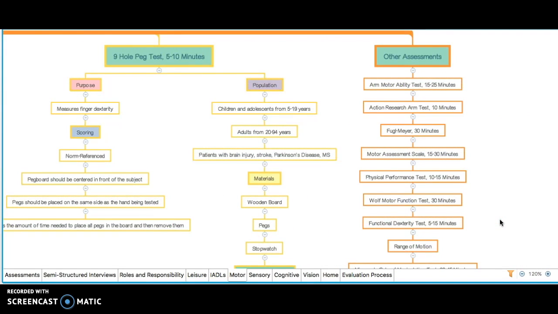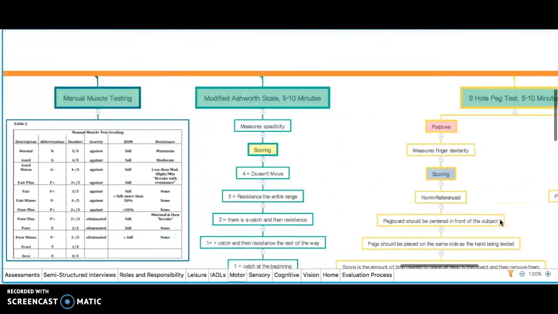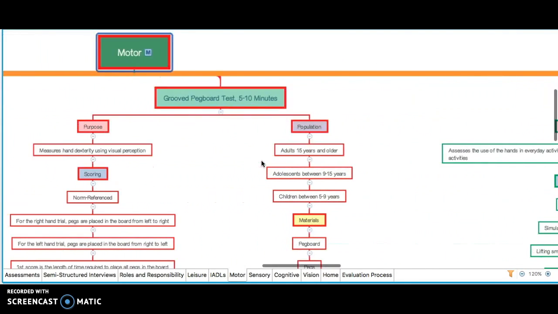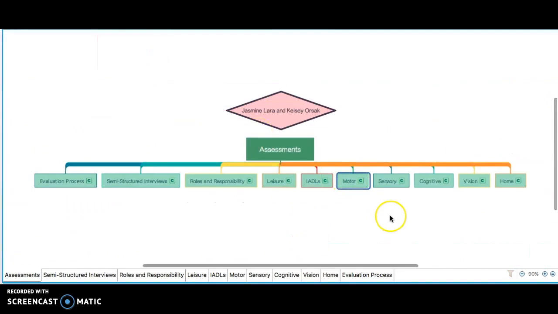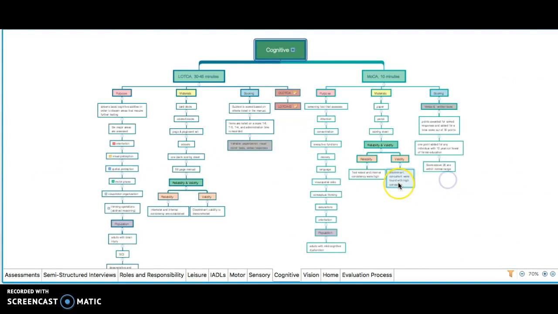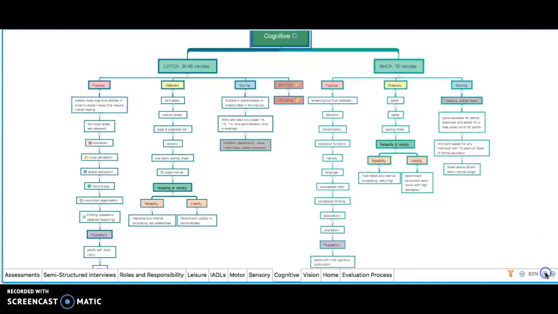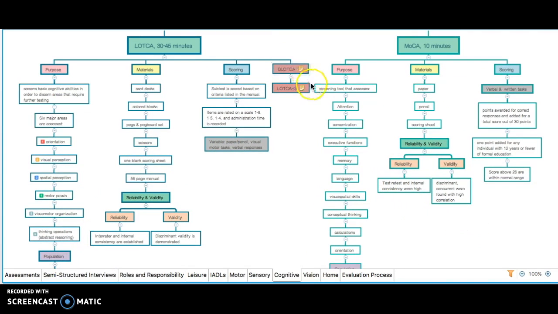Get ready to put your thinking cap on as we discuss cognitive assessments. In this category, we focused on the LACA and the MOCA. When looking at the LACA, we added a subtopic to identify the different variations of the LACA, the D-LACA and the LACA-G. We added a note section to explain the differences between each variation, which you can see when you click on the note.